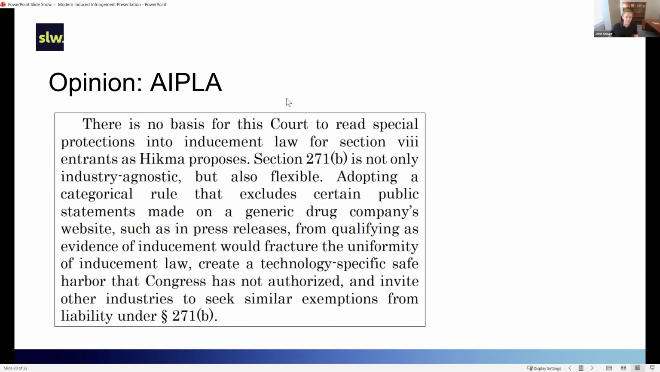So AIPLA is actually arguing here that if the court does, as Hikma has asked them to do in their writ for certiorari, they are creating a safe harbor for generic manufacturers that is not authorized by Congress and would create an industry-specific interpretation of induced infringement, which AIPLA does not feel is prudent here. So I think it's an interesting issue.